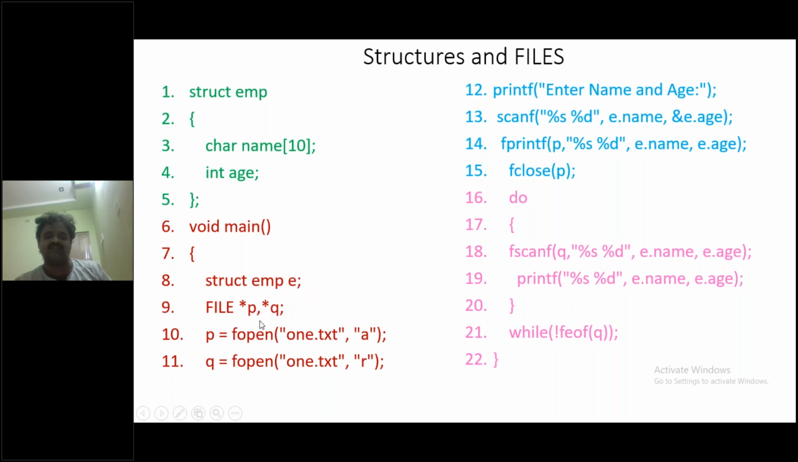And we'll create two files: one file in append mode, one file in read mode. We'll consider name and age. Name will be stored in a character data structure. Age will be in an integer data structure. After that, we'll move that information through fscanf. This will continue up to feof.